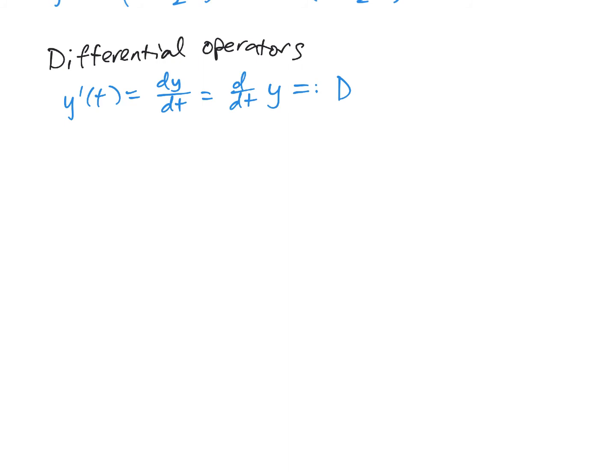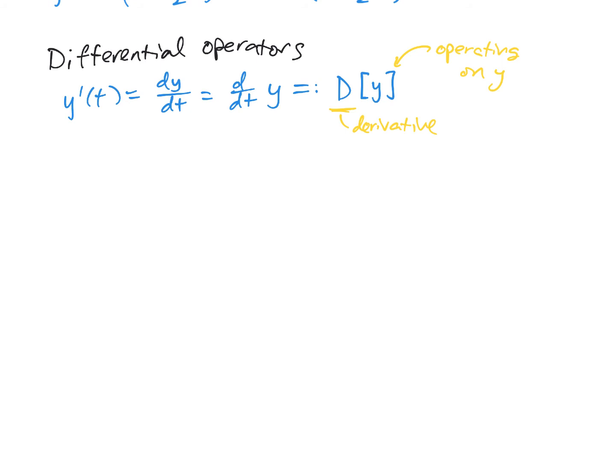Capital D is the differential operator that I'm referring to. It's just the operator which takes a derivative. And to show that I'm operating on the function, I use brackets. So let's be a little explicit here. So this is the derivative, and then the brackets mean that it's operating on y.